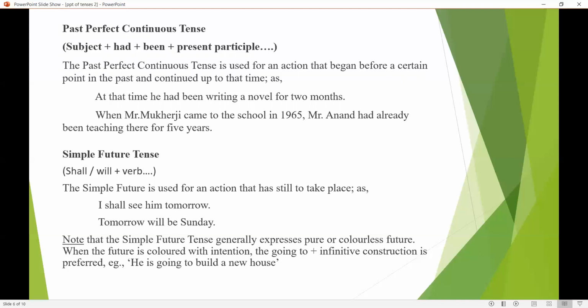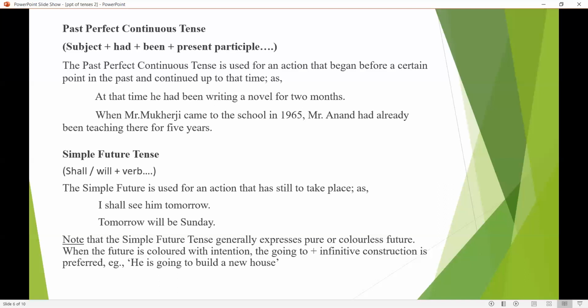Yes. Simple future tense. Now, simple future tense and its structure comprises of shall or will plus verb. That is, in this, we use shall or will between the subject and the first form of the verb. The simple future is used for an action that has still to take place. Example, I shall see him tomorrow. Tomorrow will be Sunday.